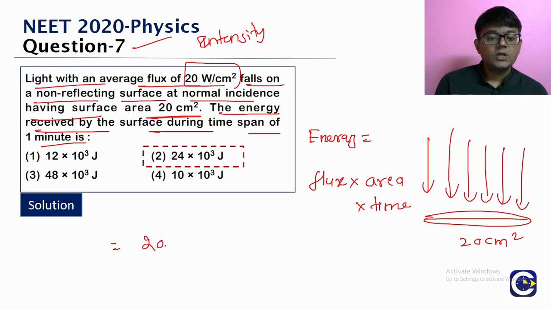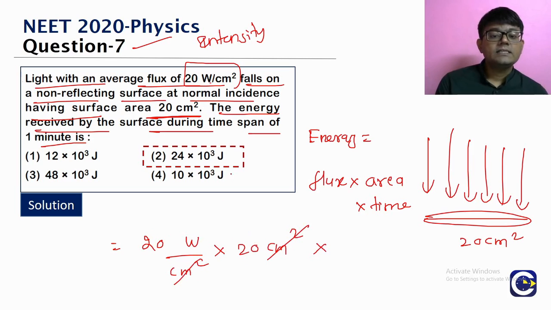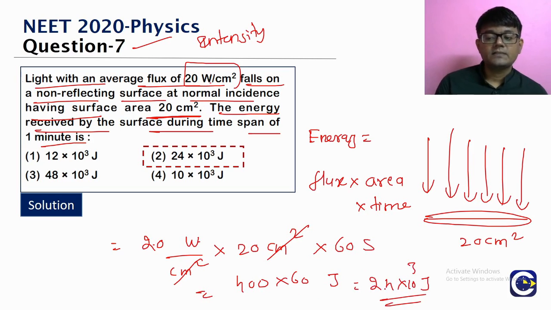So 20 watt per centimeter square into the area, 20 centimeter square. The centimeter square will be cancelled. And since we have to give the energy in joule, we must have the time in seconds, because time is given in minute. One minute is 60 seconds. So 20 into 20 is 400, into 60. Watt into second is joule. So it is 24 into 10 power 3 joules. So the correct answer for this is option 2. It's a straight question.